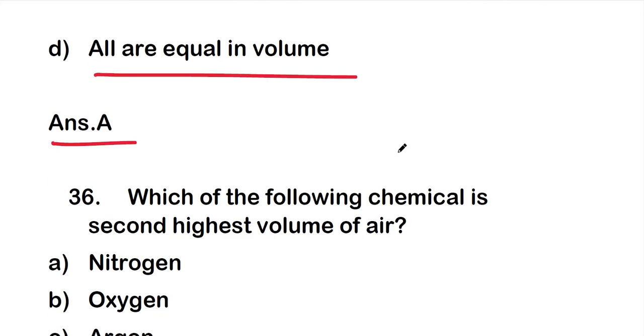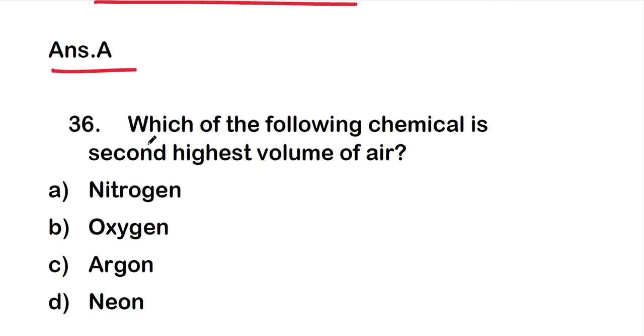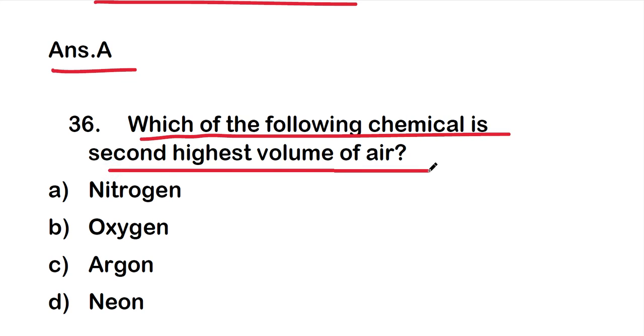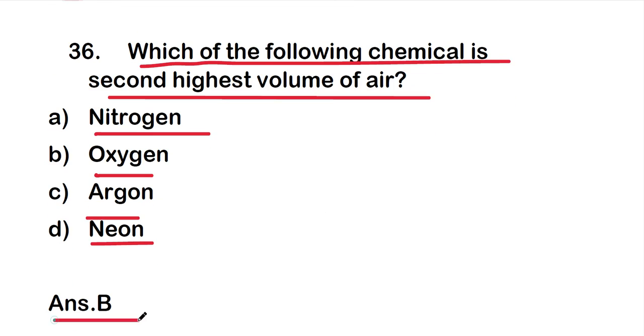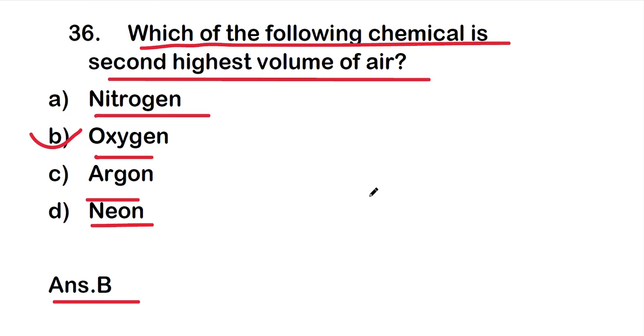Okay, so the next one is, which of the following chemical is second highest volume of air? And the options are nitrogen, oxygen, argon, or neon. And the right answer is option B, that is oxygen. So oxygen is the second highest volume chemical which is present in air.